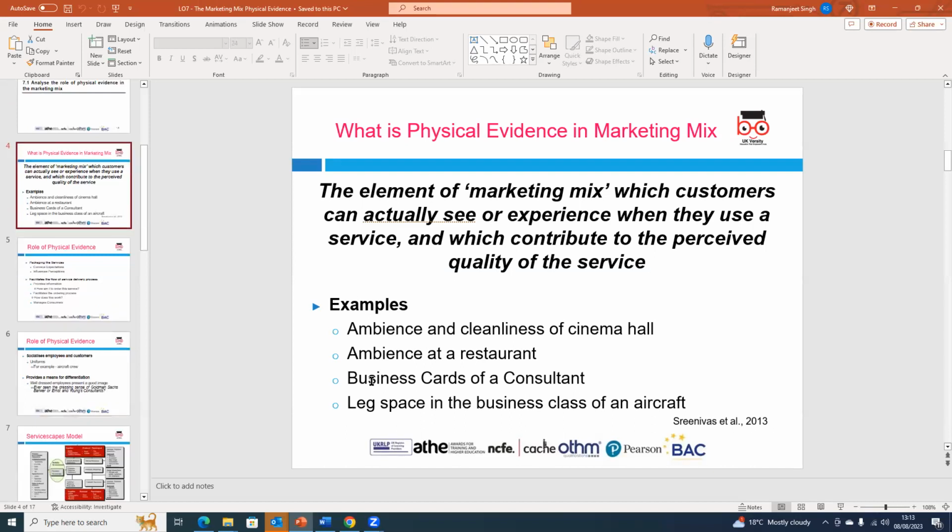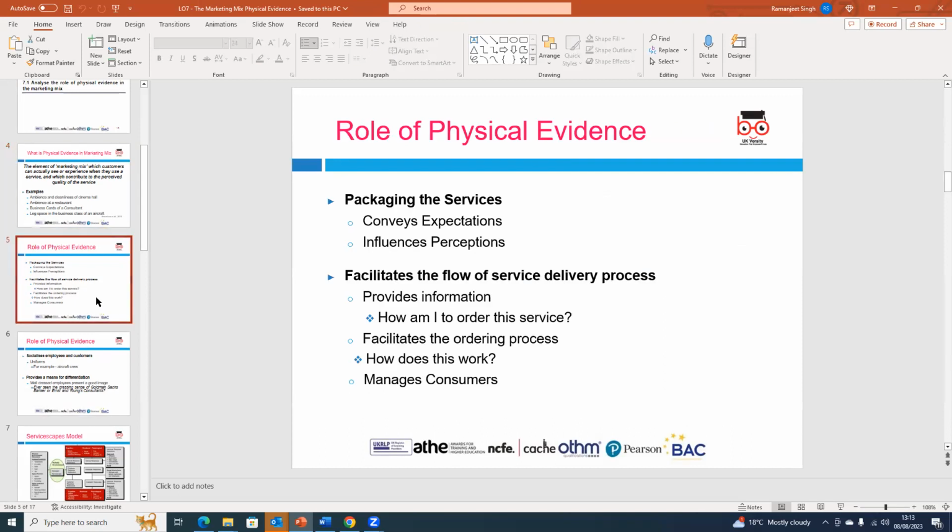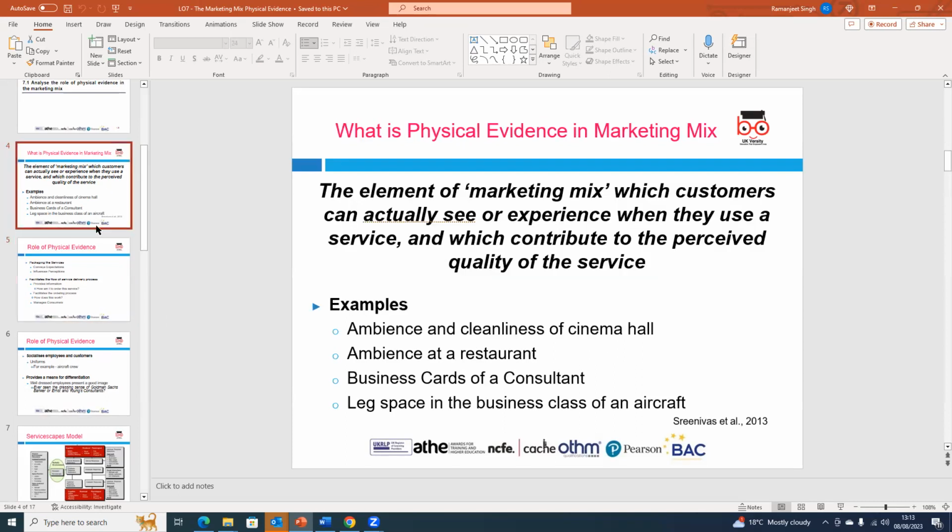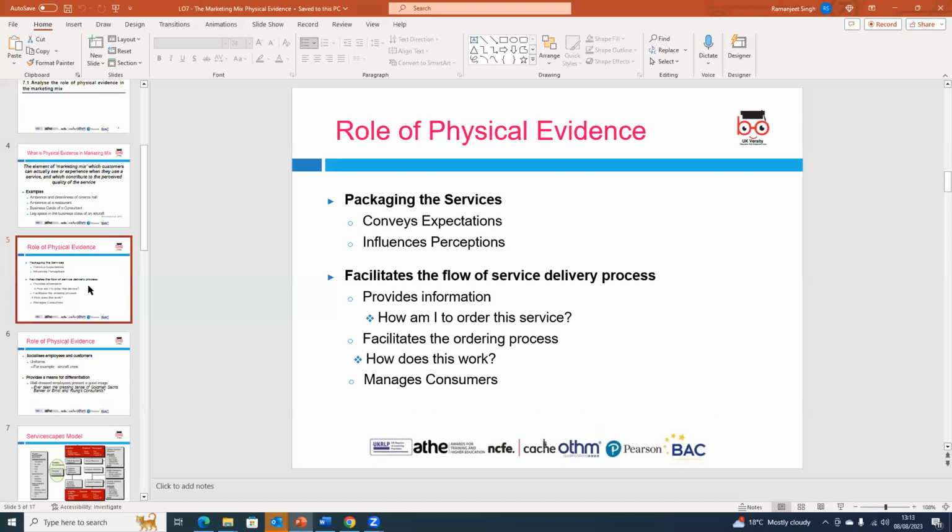So you can see from this place that it is going to be good. When you walk into a cinema hall, a restaurant, or an aircraft, you want to see a good, clean environment. This kind of thing tells you something about the service you are going to receive. Okay, so these are the examples. Another role of physical evidence is like packaging the service.